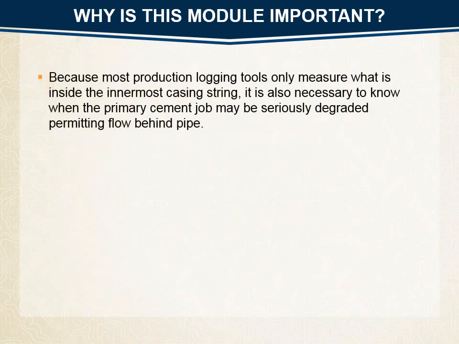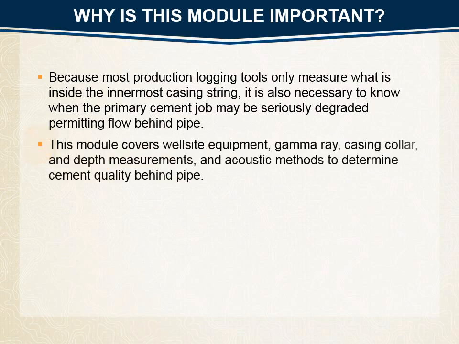Because most production logging tools only measure what is inside the innermost casing string, it is also necessary to know when the primary cement job may be seriously degraded, permitting flow behind pipe. This module covers well site equipment, gamma ray, casing collar, and depth measurements, and acoustic methods to determine cement quality behind pipe.